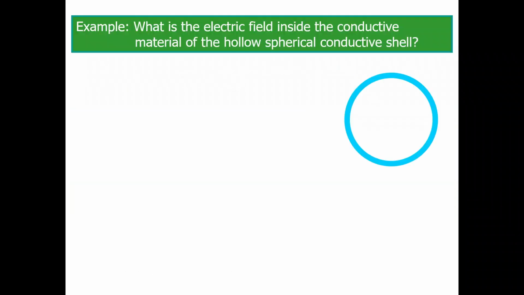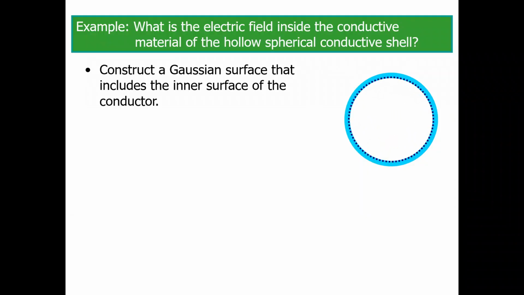So let's take a look. This blue area is the material of a spherical conductive shell. So picture an empty sphere, a hollow sphere, but the blue is our conductive metal. So we create a Gaussian surface that is that blue line that is inside the conductor. The electric field inside the conductor is 0. So since our electric field is equal to Q enclosed over epsilon naught, our electric field is 0, which means our Q enclosed must also be 0.